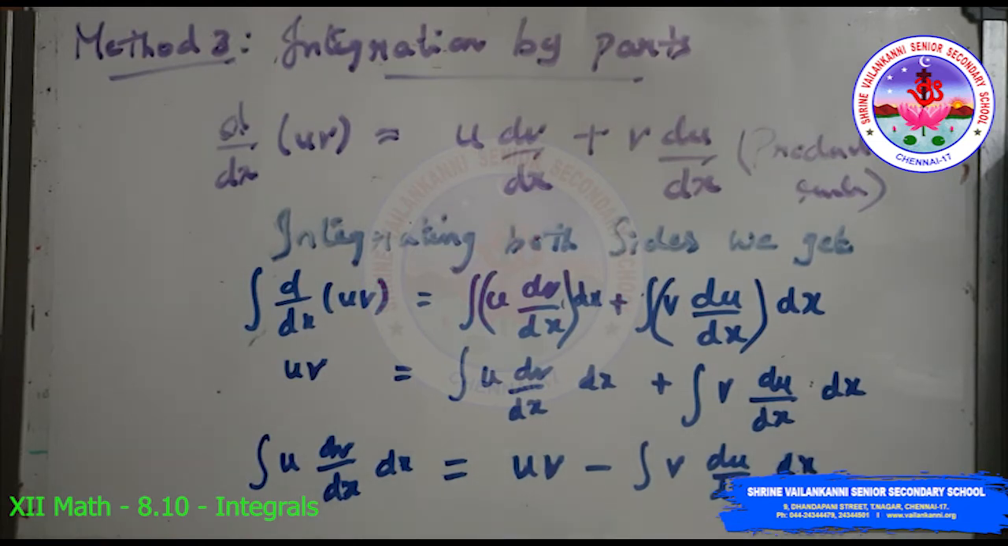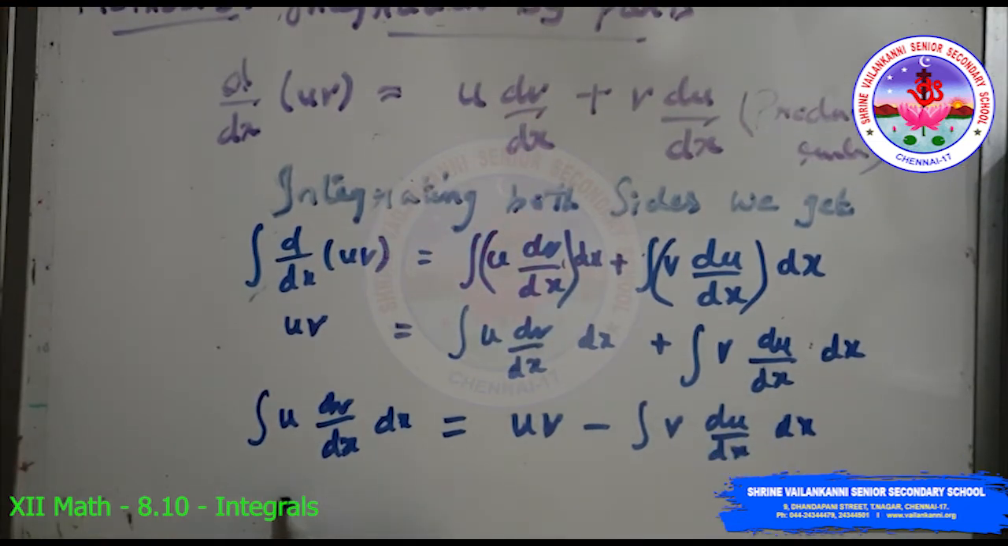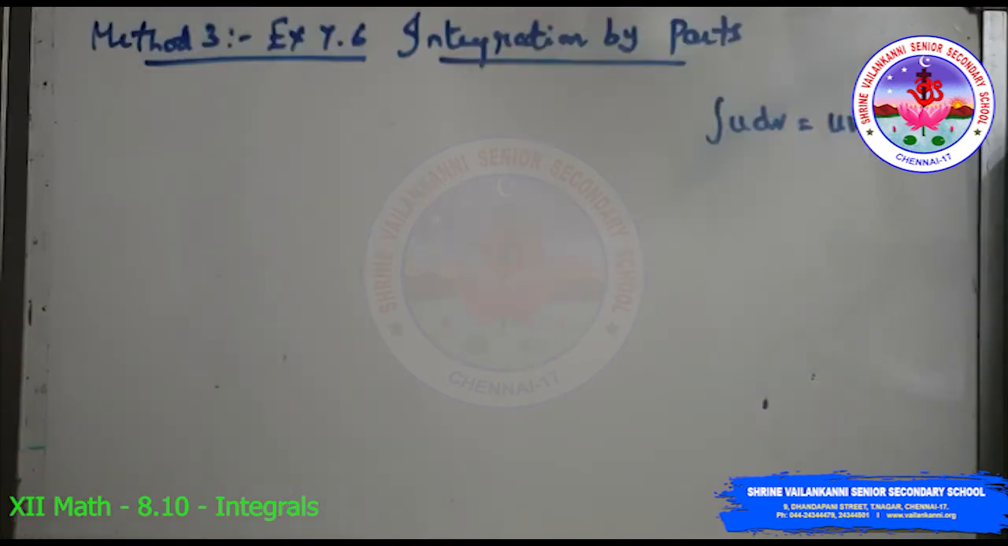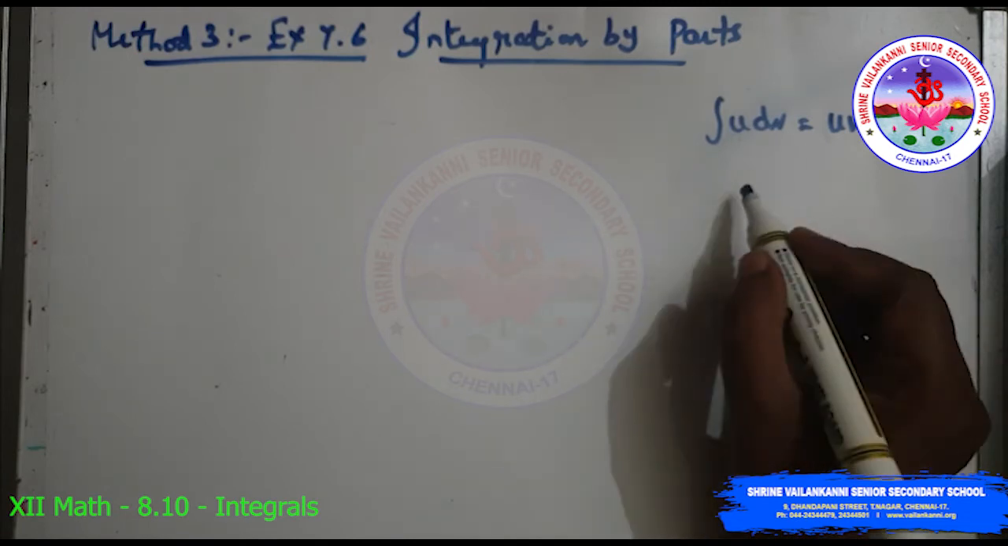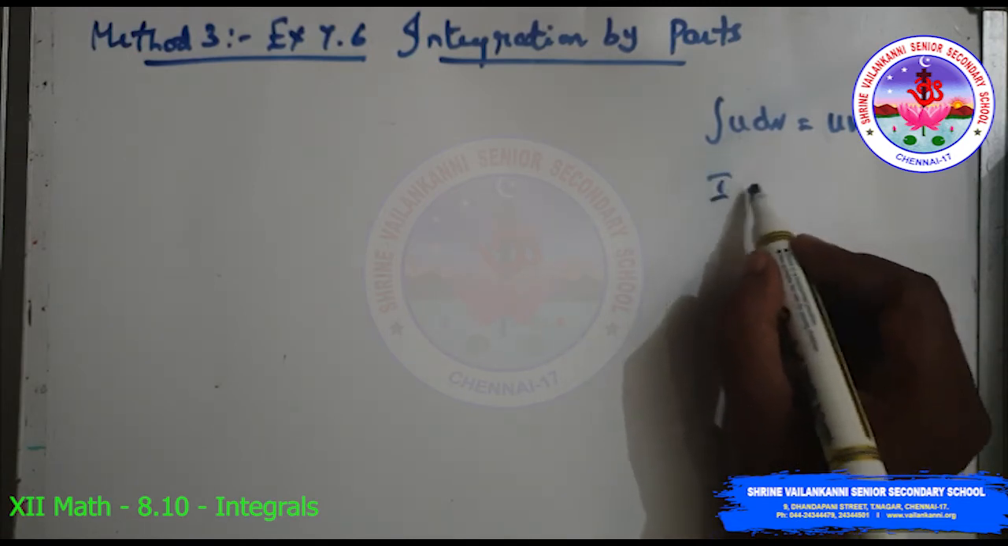So in short, I am writing this as integral of u into dv, which is equal to uv minus integral of v into du. We are going to differentiate or integrate with respect to x. Before moving into the exercise, we have to divide the integrand into two parts using the ILATE method.